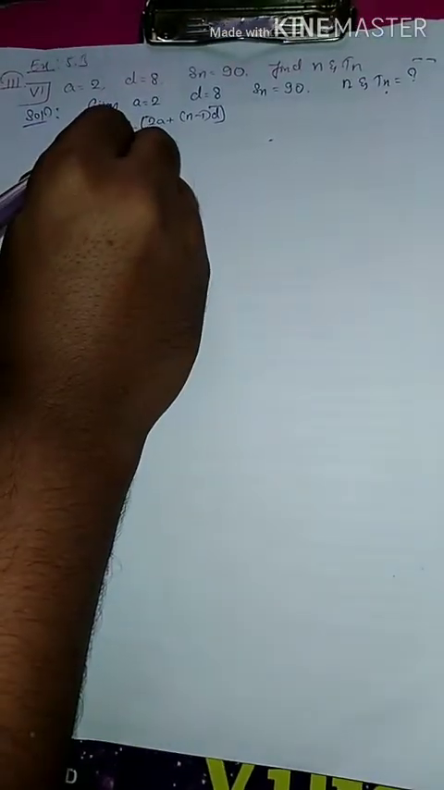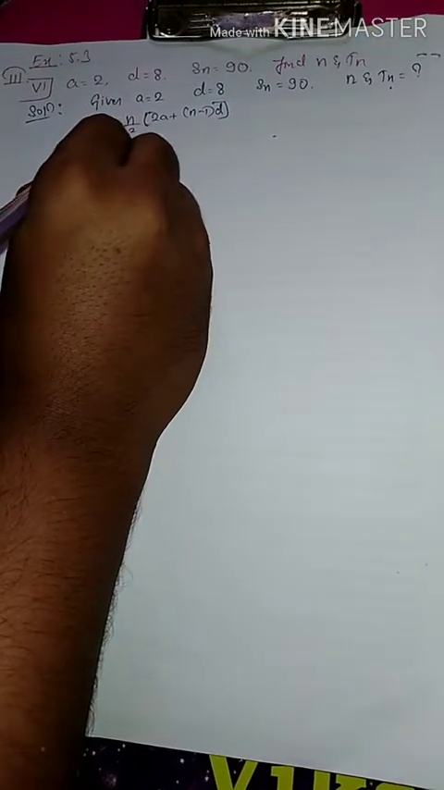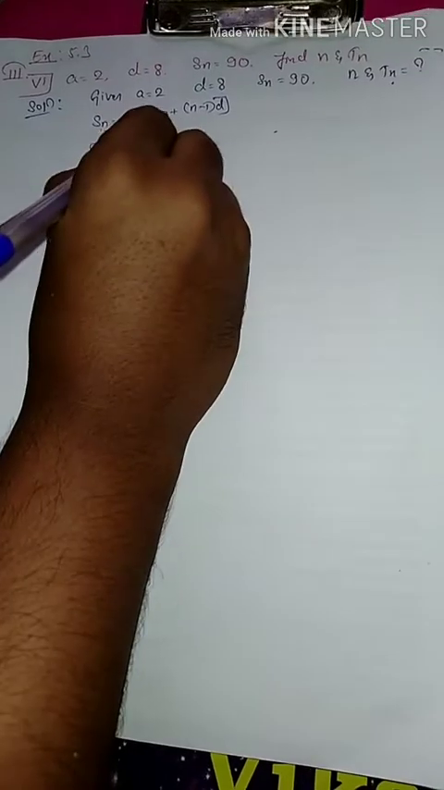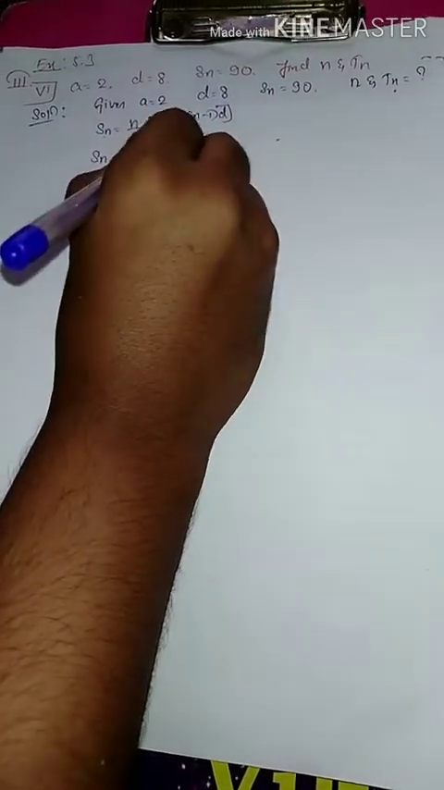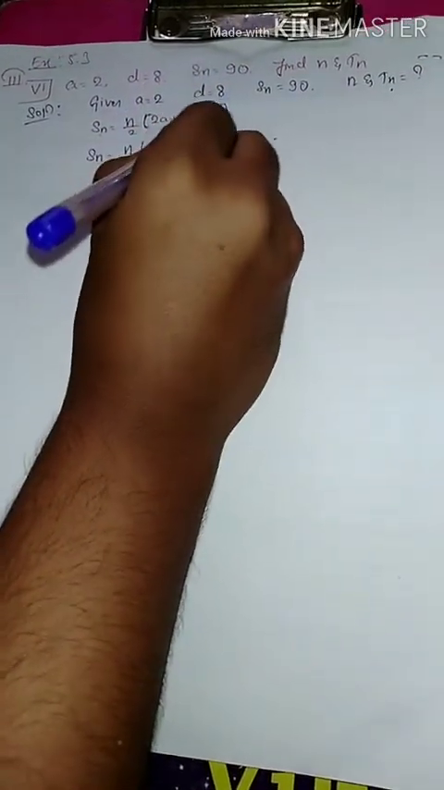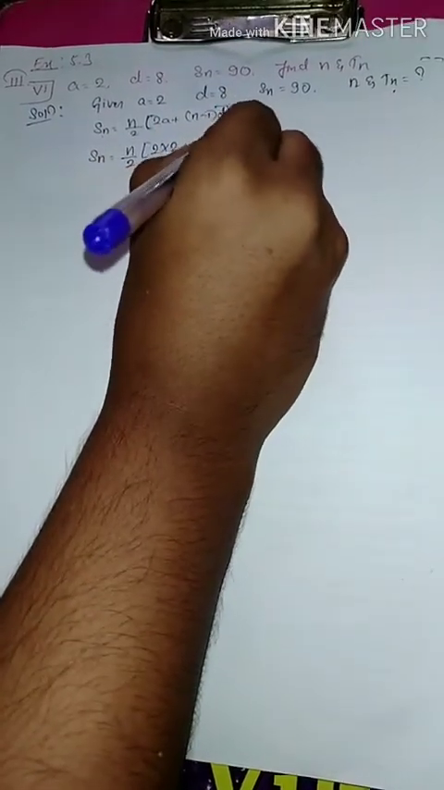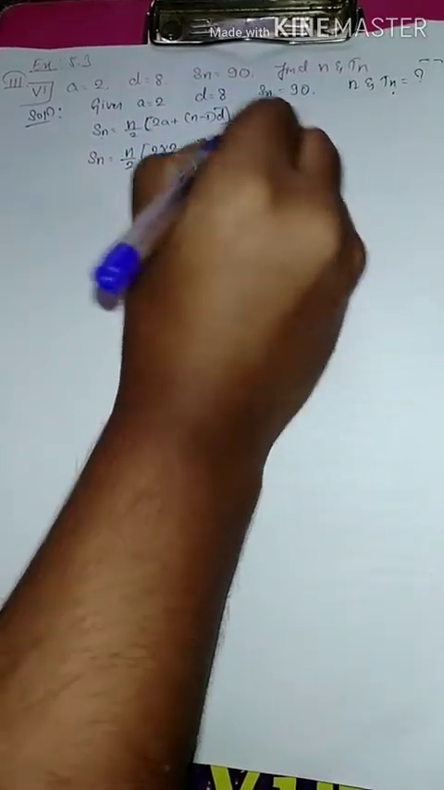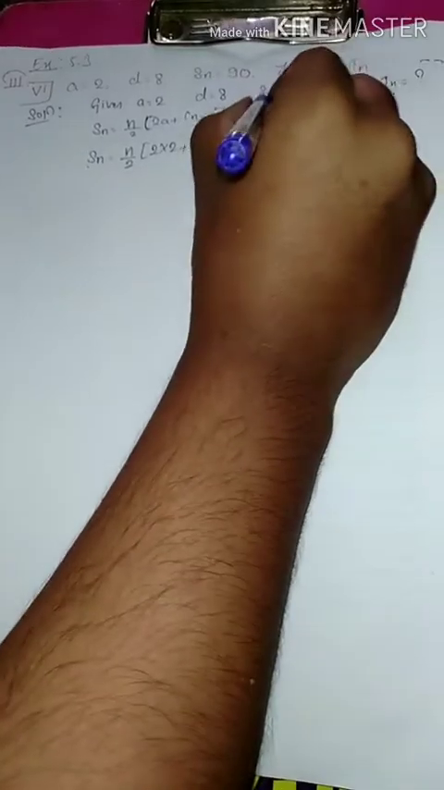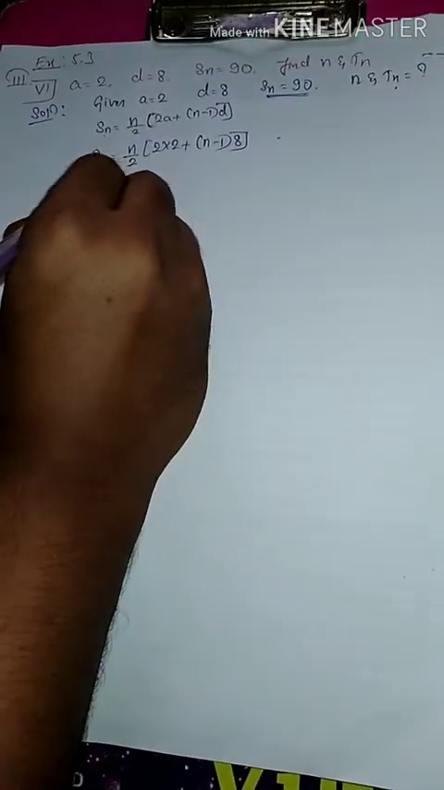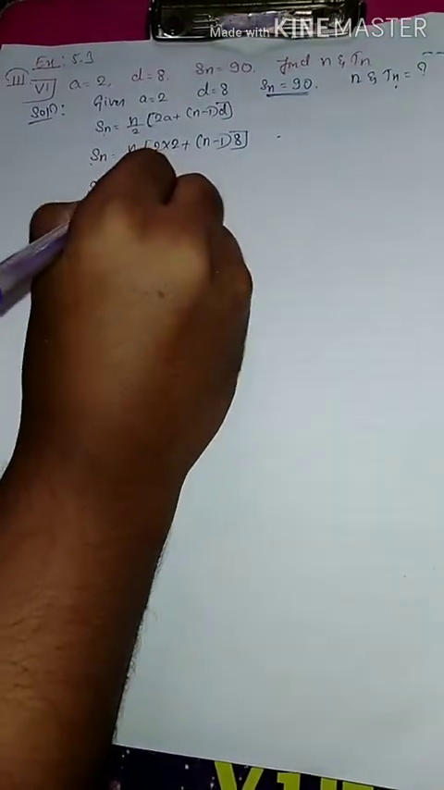Yes, here Sn, n we don't know, right, as it is. Sn is equal to n by 2 into a is 2 plus n minus 1, d is 8. But Sn is given. Sn is nothing but 90. So 90 is equal to n by 2.